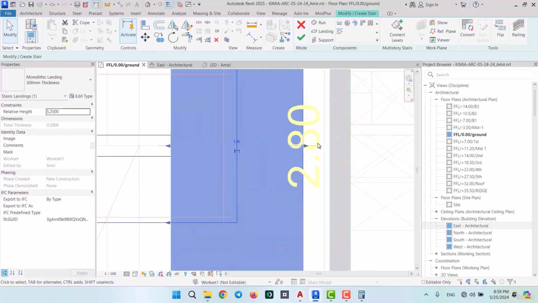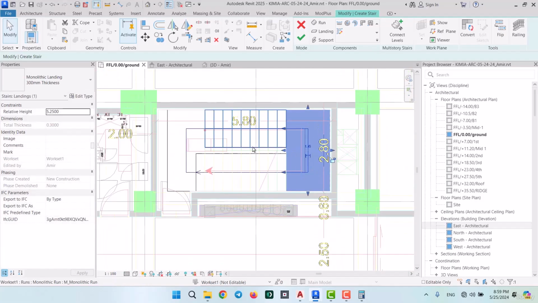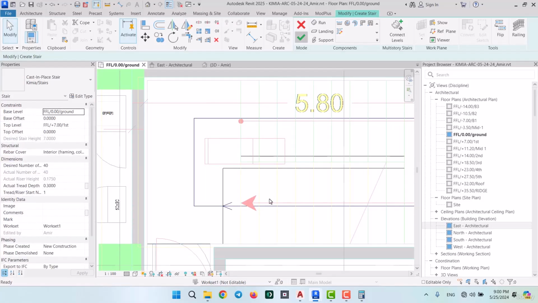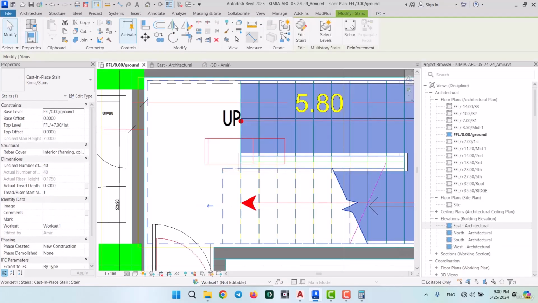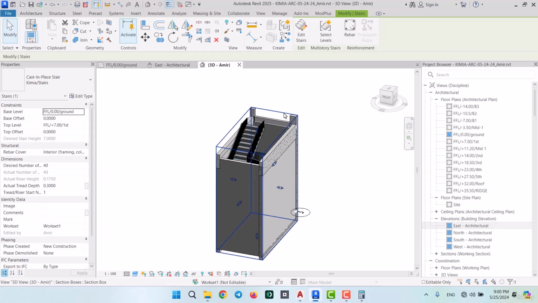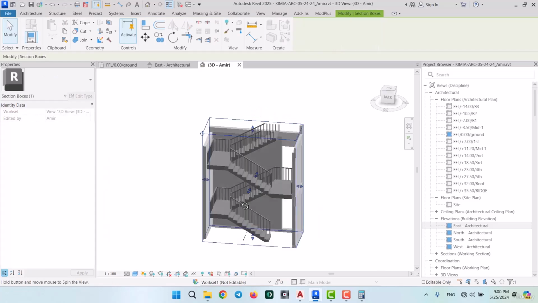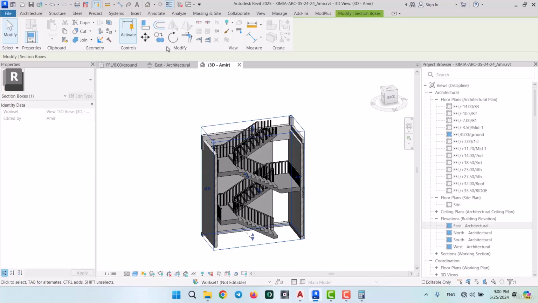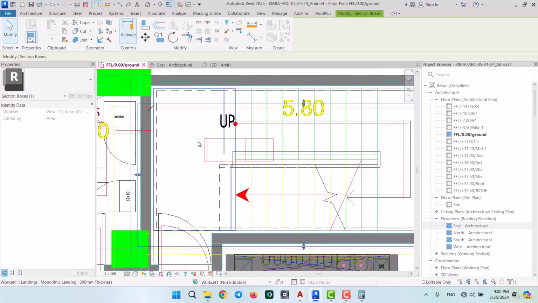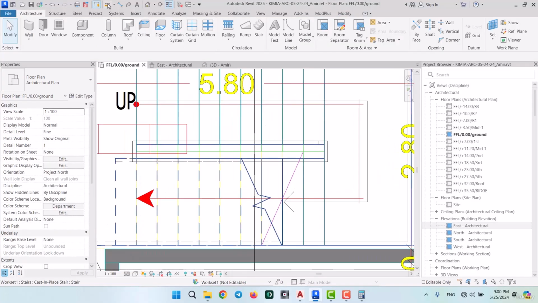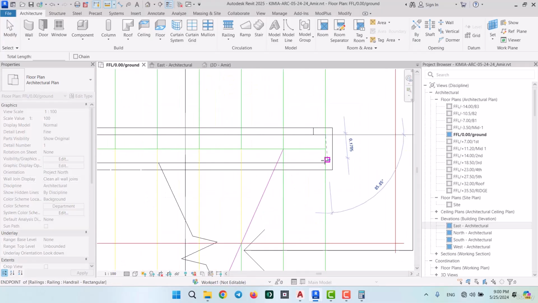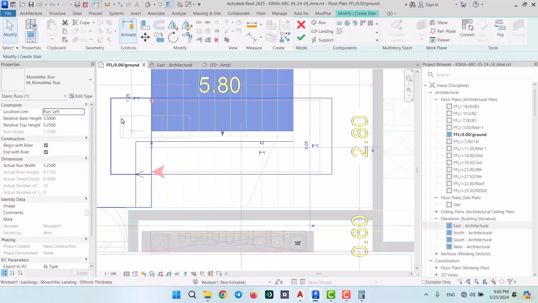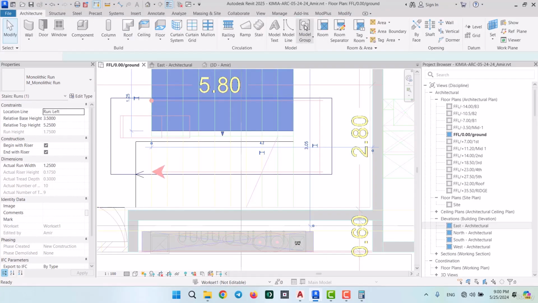Now let's readjust the landings. This one needs to go to here, and this one needs to be stretched to here. Finally, we're going to click finish, and we're going to go take a look at them in 3D. And here is how the stairs have turned out. This is the second staircase in this level, and now I'm going to go back to the plan to measure and double check the stairwell, and see that from here to here it's 20, and as for the width of each run, that is 1 meter and 25 centimeters.